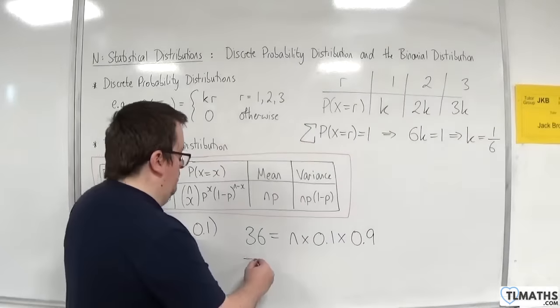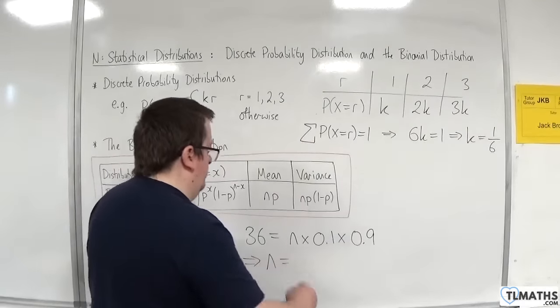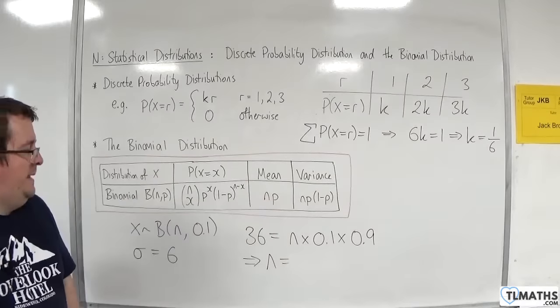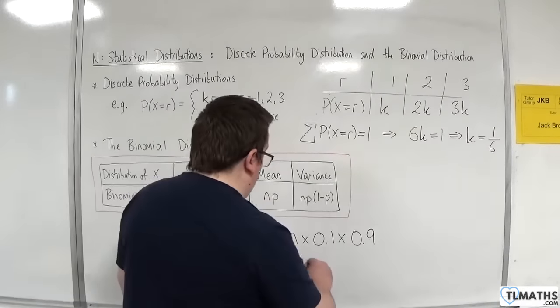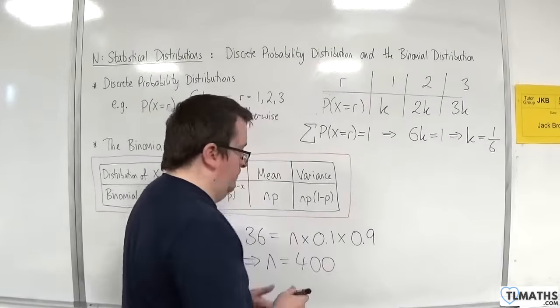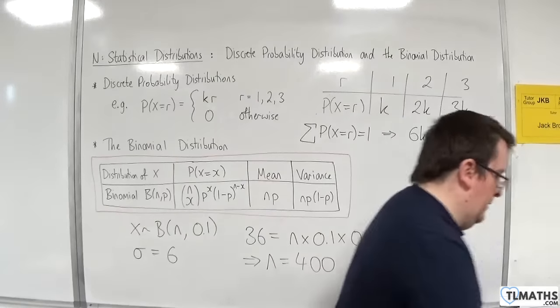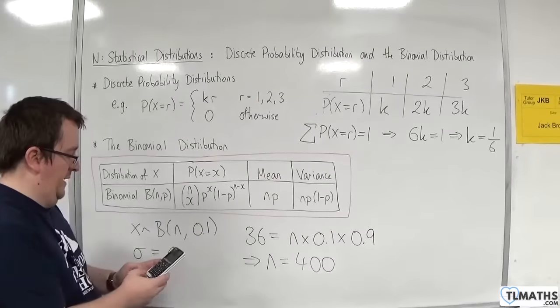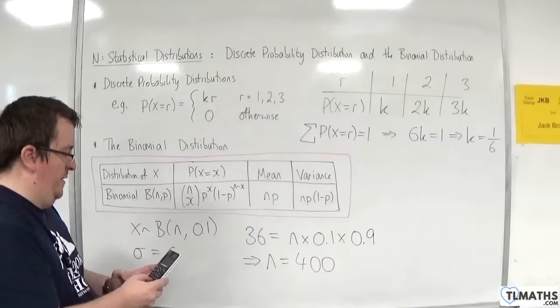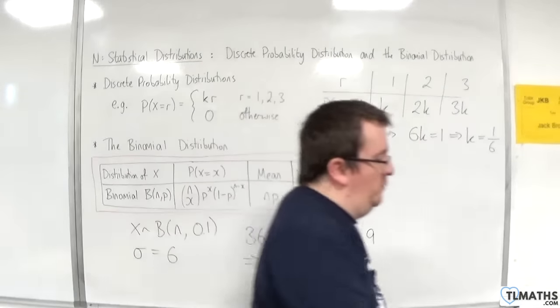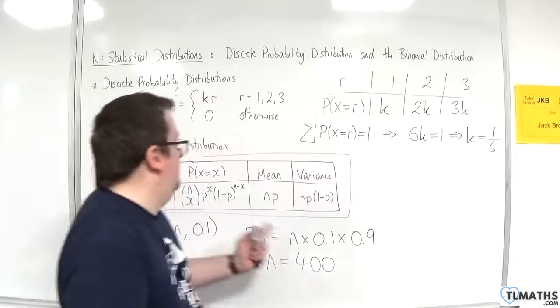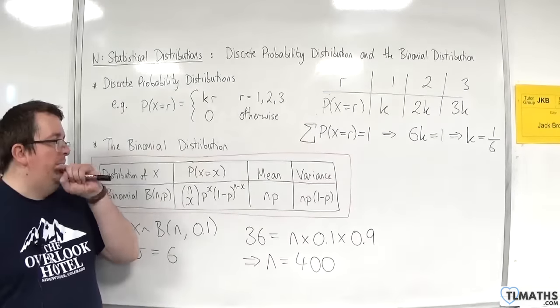So you could solve that equation. So what would that be? That would be 400. Okay, I think that's 400, isn't it? So 36 divided by 0.1 times 0.9. Yeah, so n would be 400. So you might be asked something like that, okay?